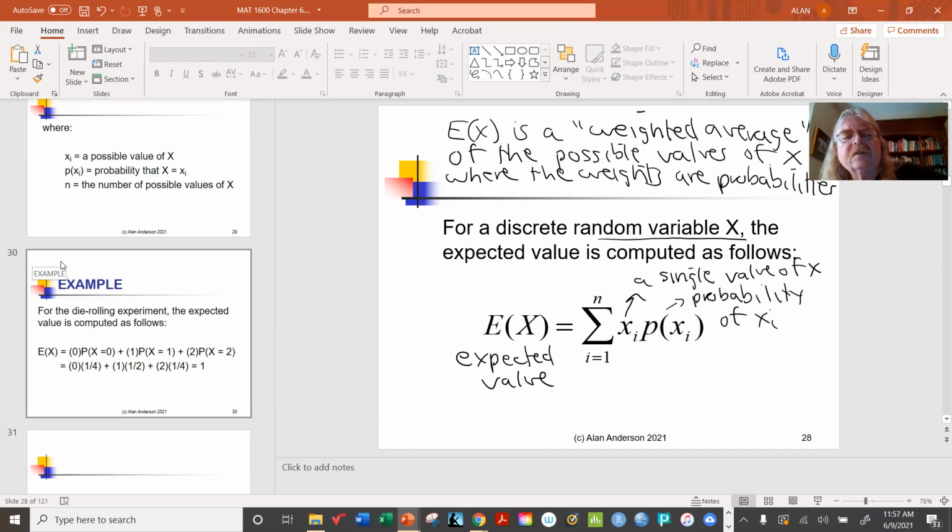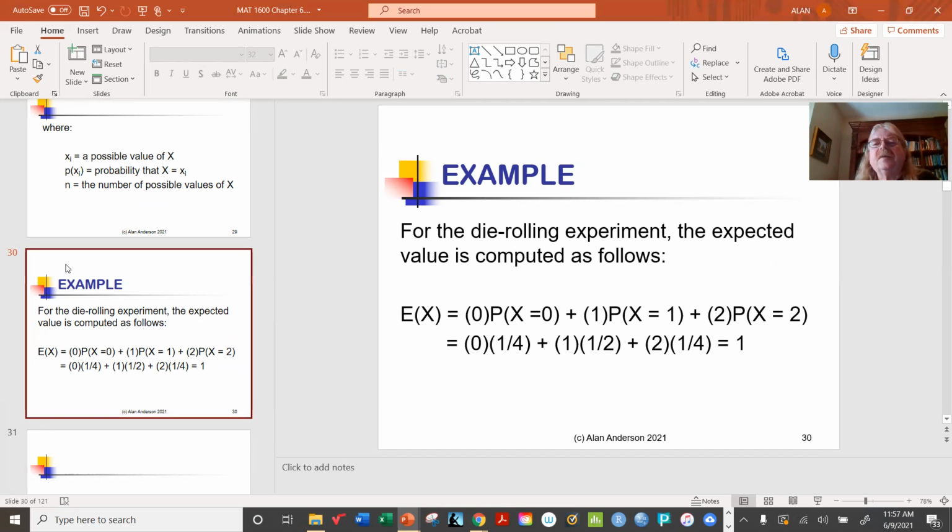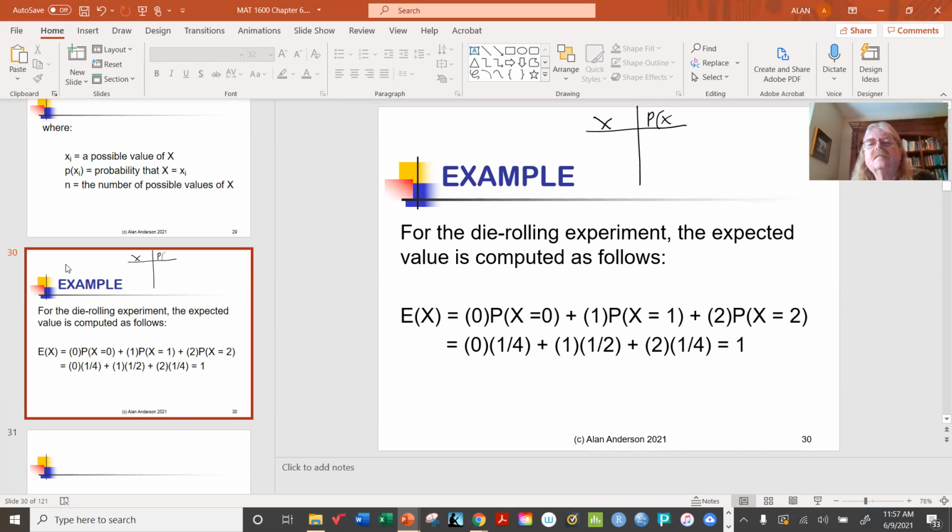There's only three possible values for X, 0, 1, and 2. So let me just put it back up here real fast. And by the way, you can convert these into decimals if you want to. Now, we can think of these as x1, x2, and x3. And we can think of these as the probability of x1, the probability of x2, and the probability of x3.